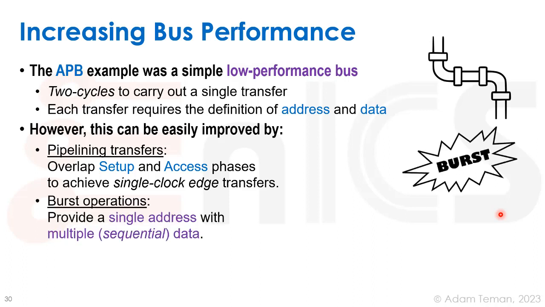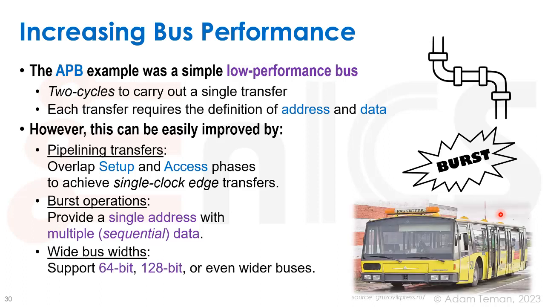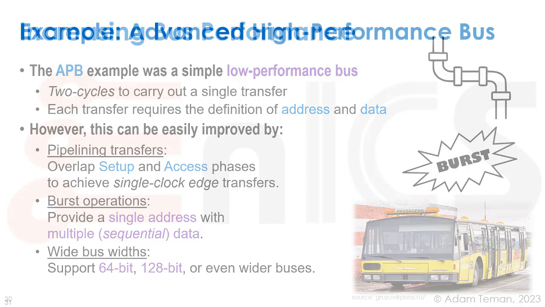We can also apply burst operations where we provide a single address and multiple sequential data, and therefore we don't have to keep on telling it what the next address is. And we can also support wider bus widths, such as 64-bit, 128-bit, or wider, which in APB was not possible.